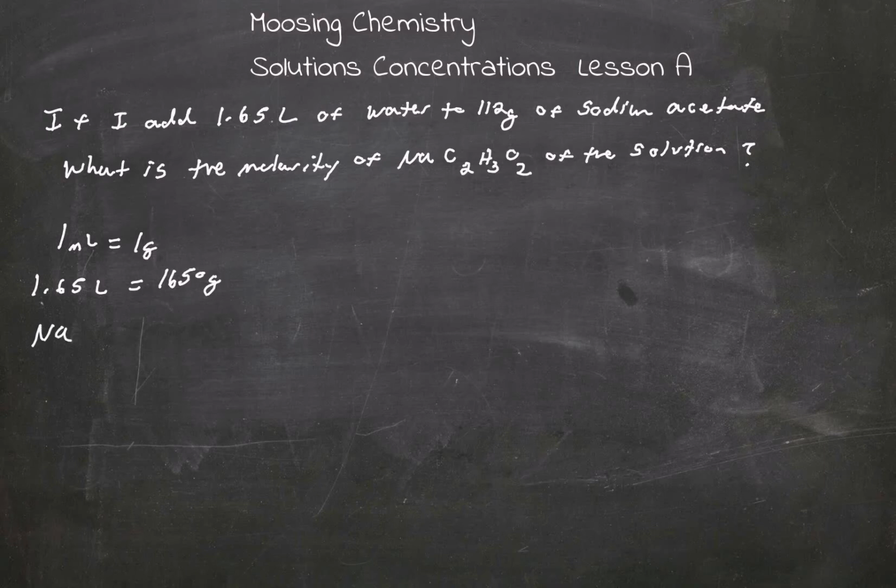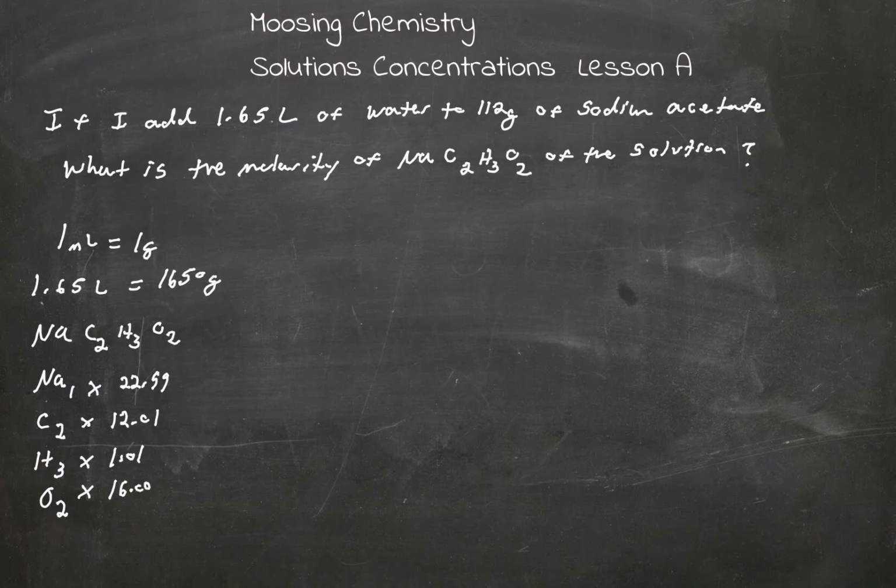So it's NaC2H3O2. So I have 1 Na, 2 carbons, 3 hydrogens, and 2 oxygens. So that's 1 times 22.99, 2 times 12.01, 3 times 1.01, and 2 times 16.00. You can get those numbers off the periodic table.